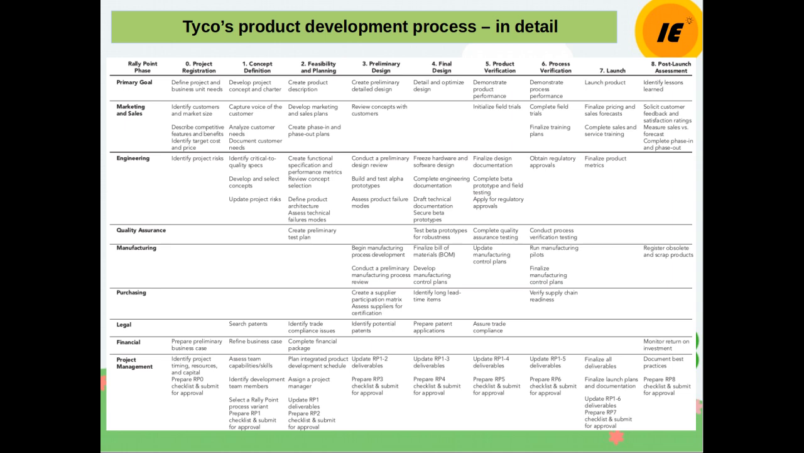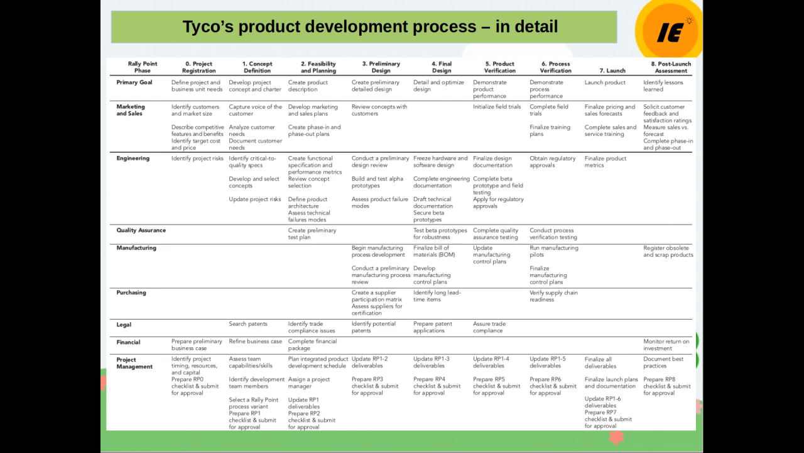Then the next step will be preliminary design. The primary goal will be to create a preliminary detailed design. Marketing and sales team will review the concept with customers. So it's like the first prototype, supplied to a limited number of customers, and from there they collect reviews. The engineering team will conduct a preliminary design review, build and test the alpha prototype, which we discussed, alpha and beta prototypes, in previous videos, and assess product failure modes.